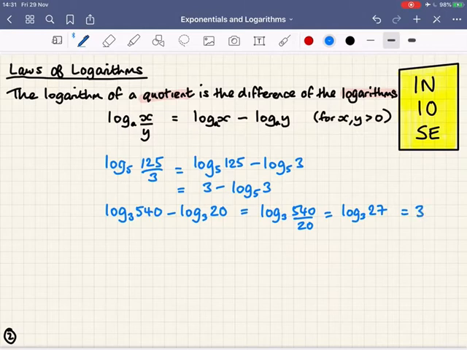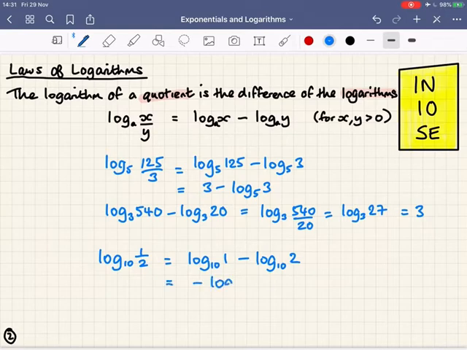Here's just an interesting result that leads us to another law of logs. Imagine I had log to base 10 of a half. Well, using the same rule that I've just had, this could be split out to be log to base 10 of 1 minus log to base 10 of 2. But hopefully you can see that log to base 10 of 1 is 0, because 10 to the power of 0 would give me 1. So log to base 10 of a half is actually minus log to base 10 of 2. Log to any base of 1 always gives 0.